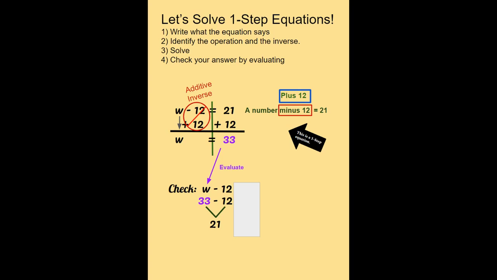Now let's cover up the left-hand side. Now we have the integer 21. There's nothing to do with that. So we bring it down. And we bring it down again. Now we need to look at both sides. Is 21 equal to 21? Yes. Because this statement is true, 21 does equal 21, the solution is 33, not 21.